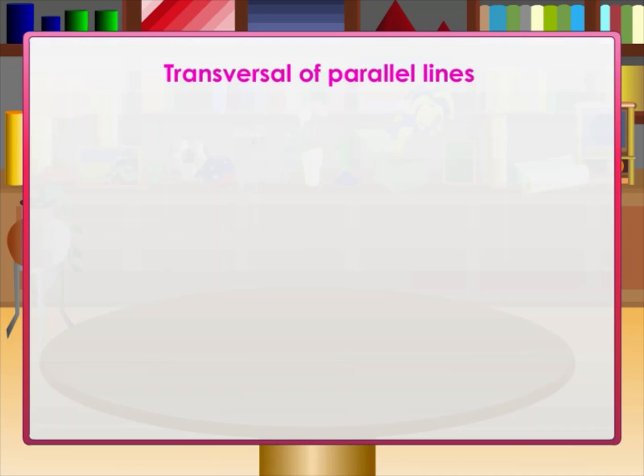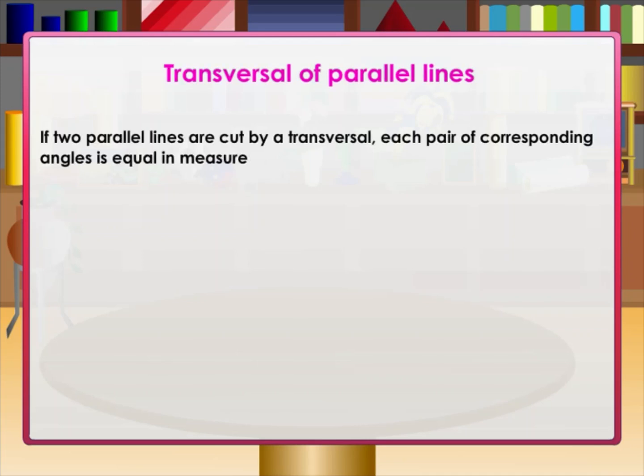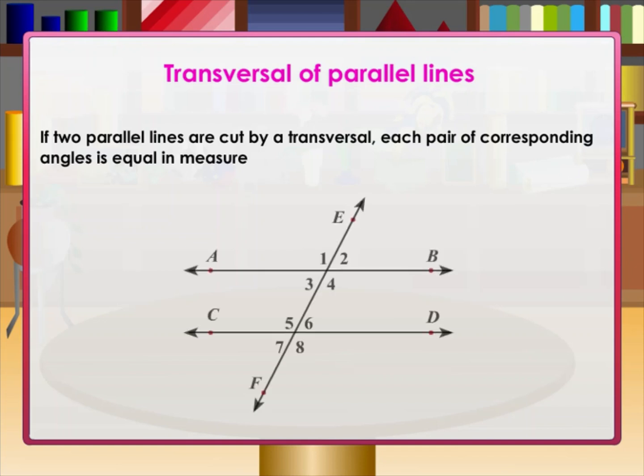Transversal of parallel lines. If two parallel lines are cut by a transversal, each pair of corresponding angles are equal in measure. In the given picture, AB and CD are two parallel lines. EF is the transversal passing through these parallel lines. Angle 2 and angle 6 are corresponding angles. They are equal in measure.